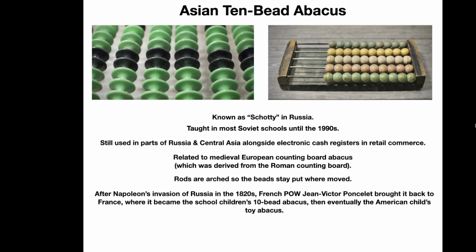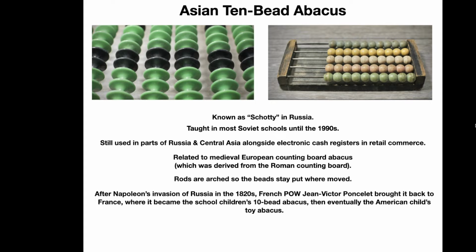This is an old one that may have been of French origin, because in Napoleon's invasion of Russia in the 1820s, one of his officers was taken prisoner by the Russians. His name was Jean-Victor Poncelet, who was a famous mathematician. And he discovered the Russian abacus and its common use in Russia, and he brought it back to France after the war, where it became the school children's 10-bead abacus.